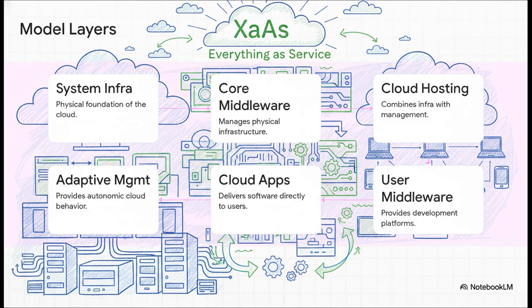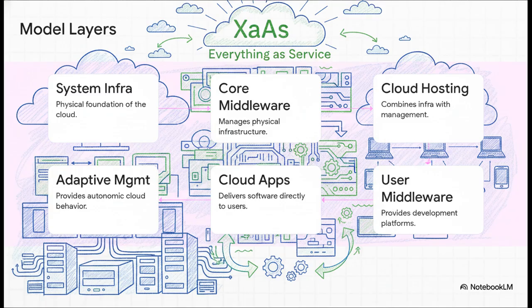First, you've got the system infrastructure layer. That forms the physical foundation, your literal data centers and servers. Second, the core middleware layer sits on top of that, managing the hardware using virtualization. Third, cloud hosting platforms combine those to offer IaaS. Fourth, user-level middleware provides your PaaS development platforms. Fifth, the cloud applications layer delivers SaaS directly to the users.